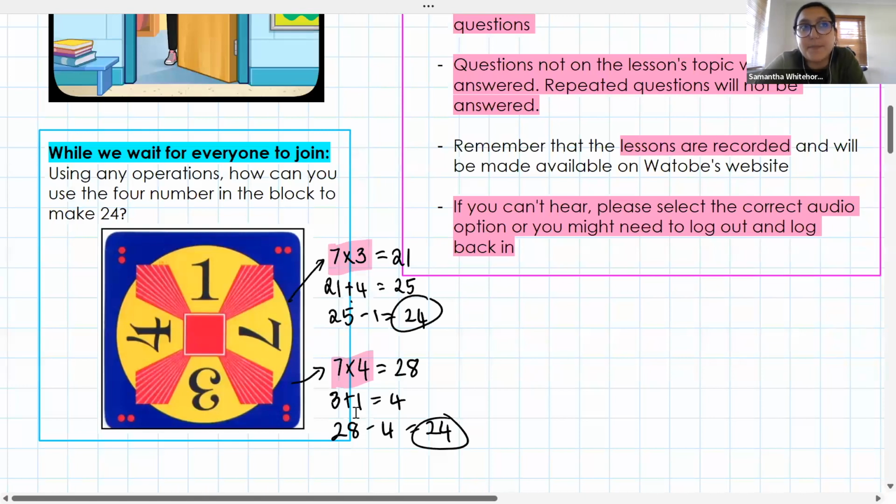Now remember, guys, the whole point of this course is to explore and understand the different ways that we can represent relationships.